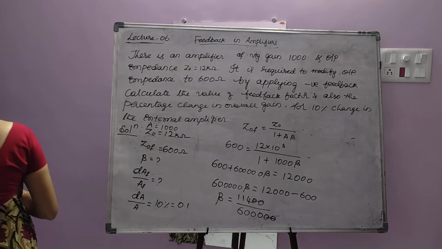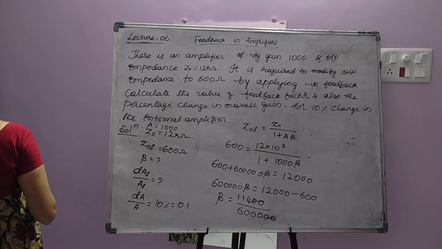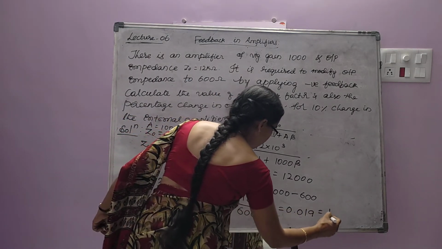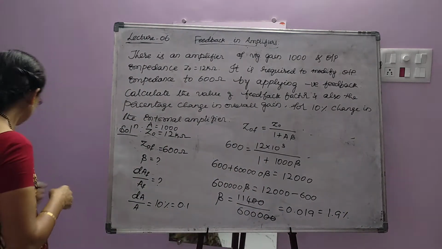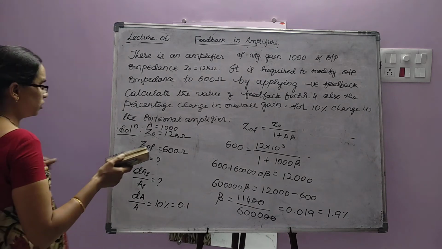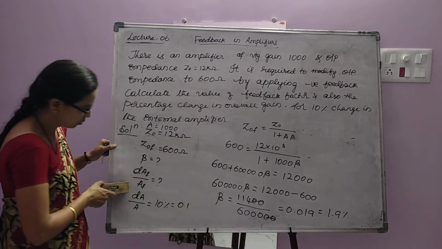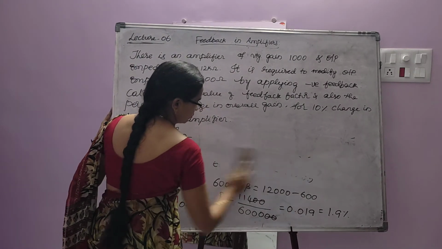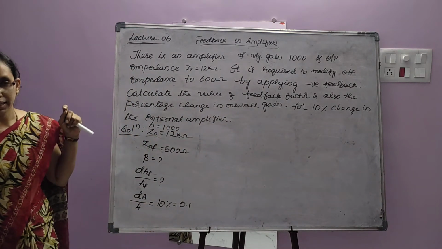Calculating this, it will come around 0.019, or 1.9%, as the feedback factor. Okay. Next, we have to find out dAf by Af using the same beta, using a calculator for the simplification.